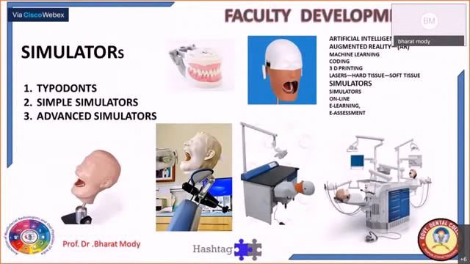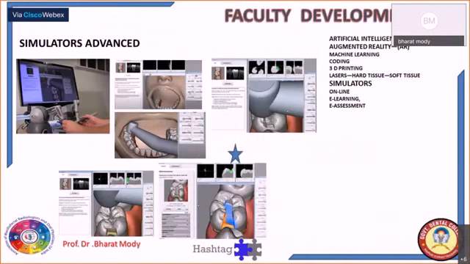Which brings me to the simulators. Now, normally what we are doing is typodont using micromotor. That does not simulate the patient in the clinical setting, and that is why it is not as good. Simple simulators are those where drainage is also possible. So you can use air rotor. You can use your separators. We can utilize them, and the tooth could be separated. All this can be done on your simple simulator.